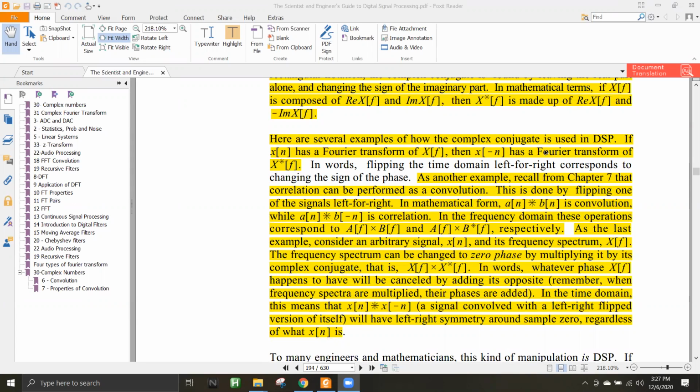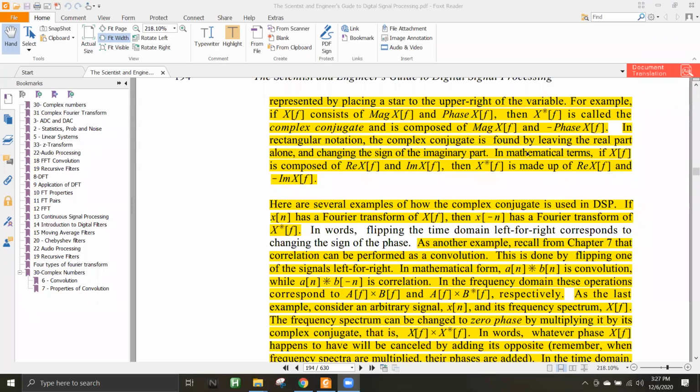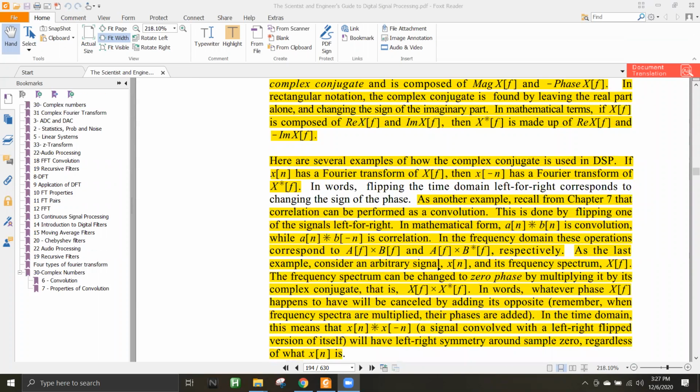So where may it be used? Remember that if x[n] has a Fourier transform of capital X, then x[-n], that means the flipped version of x, would have a Fourier transform of X*(f), right? So in other words, flipping the time domain left or right corresponds to changing the sign of the phase, or changing the sign of the imaginary part in the frequency domain.